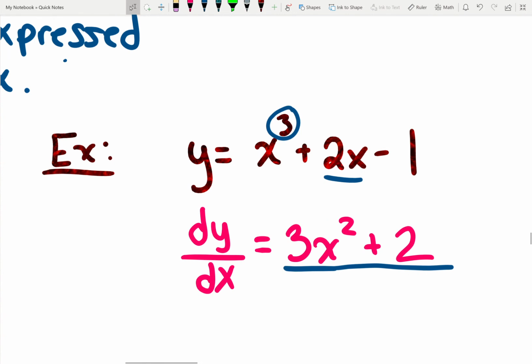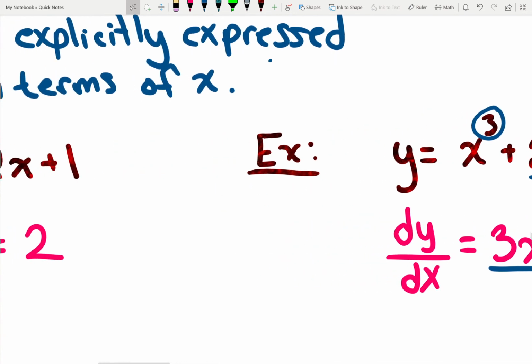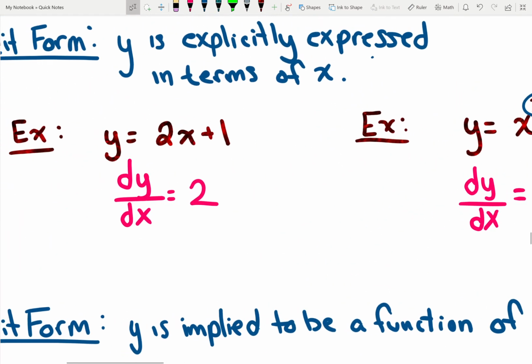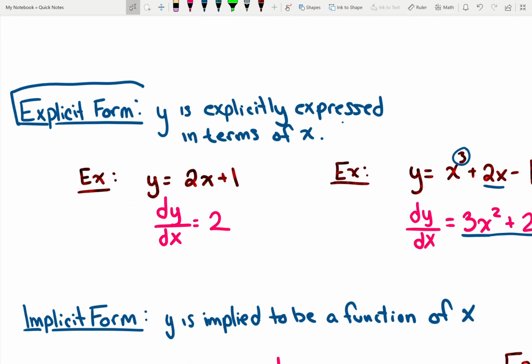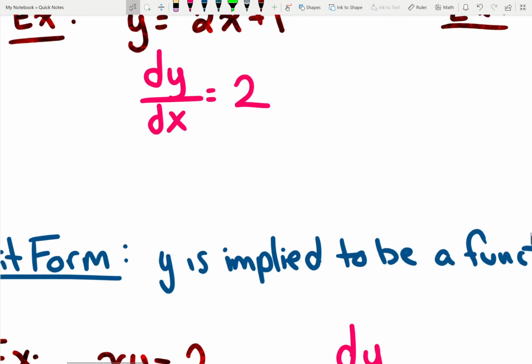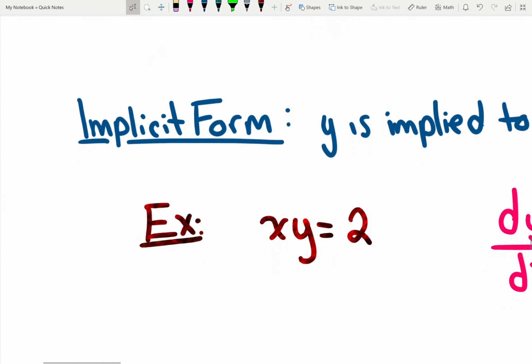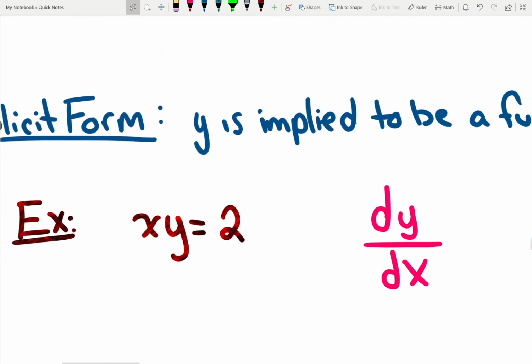All right, so now let's look at the other form of our expressions. Something can also be expressed implicitly. So what does that mean? That means y is written in a way that's not so clear, but it's implied to be a function of x. So what does that mean? Let's take a look at this. First example, we have x times y equals 2.